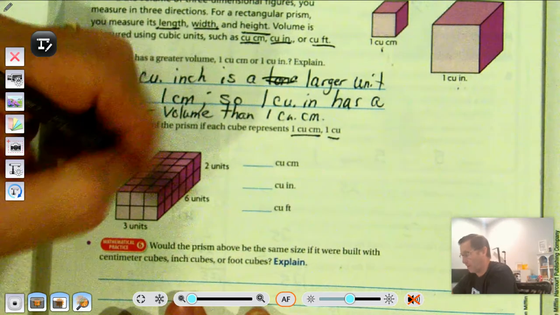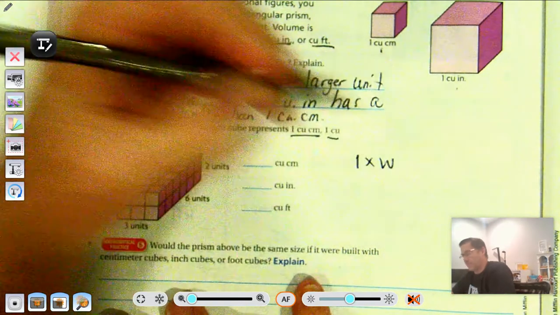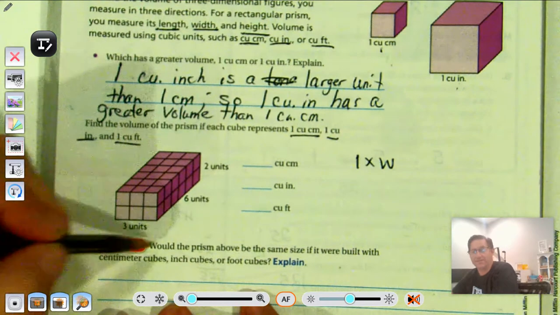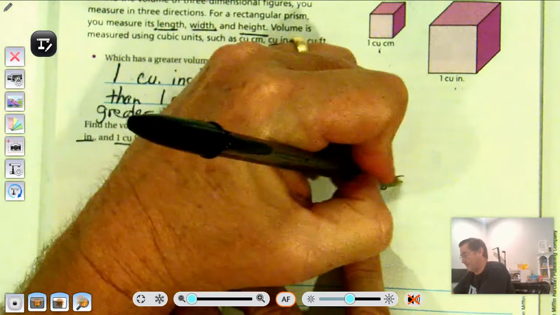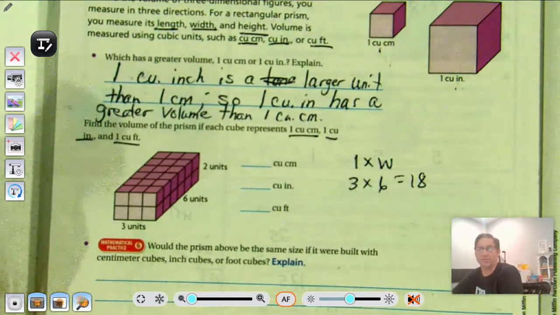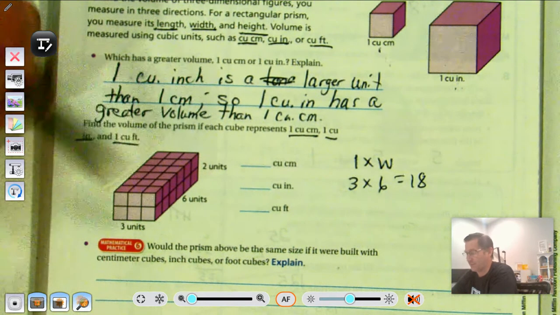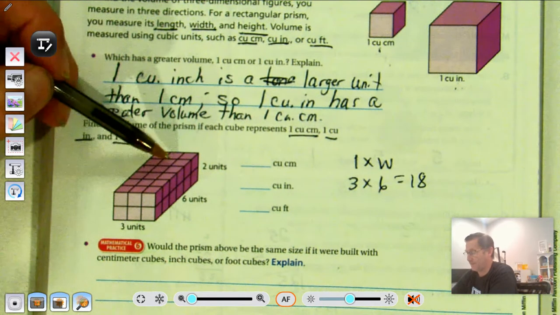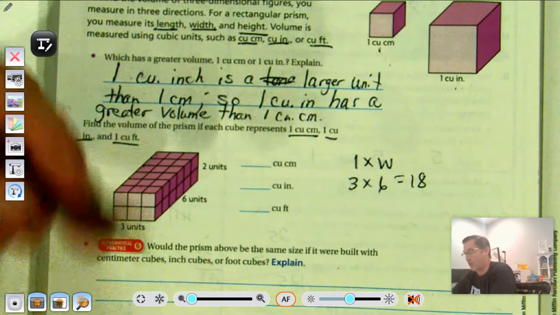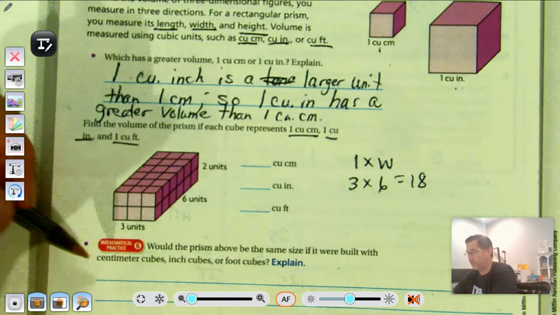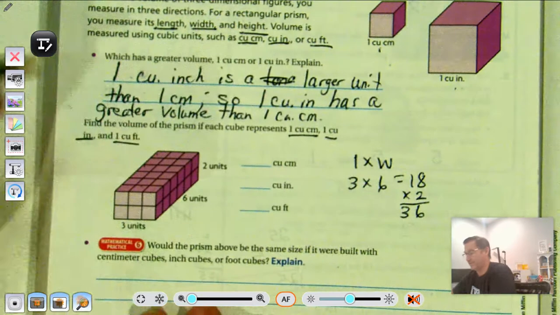All right, so on our base, the area of the base is just the length times the width. So I'm going to go 3 times 6. So I know that there's 18 cubes or units in each level. And I can figure that out by just also looking at the top. 2, 4, 6, 12, 18. Okay. Now, how tall is it? How many layers are there? There's 2 layers, right? So 2 times 18. So that gives us 36.